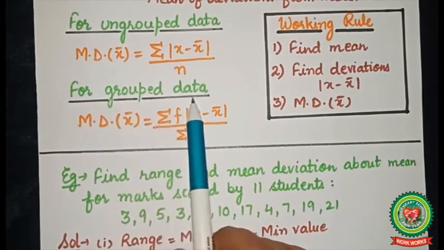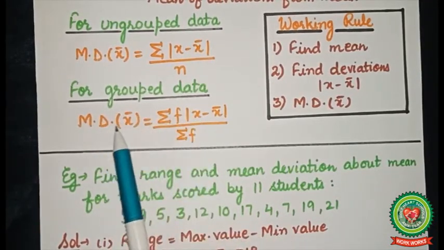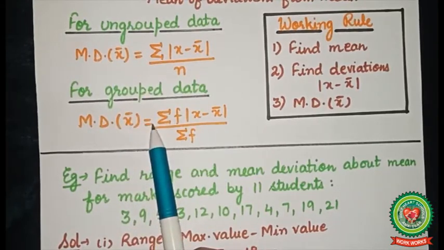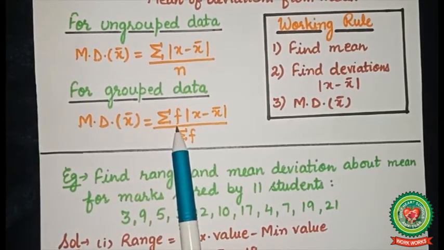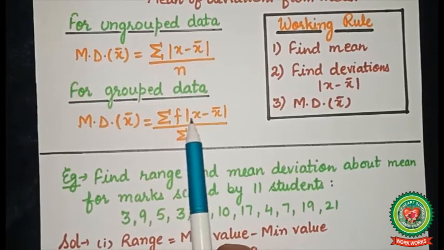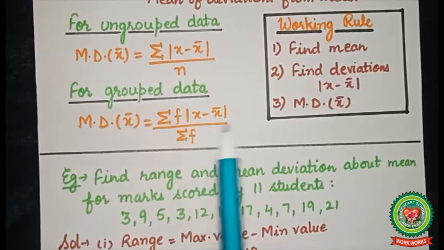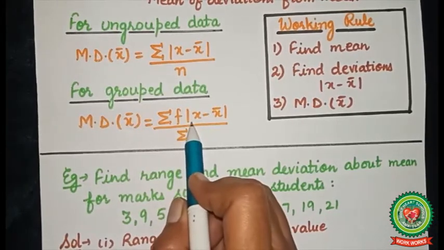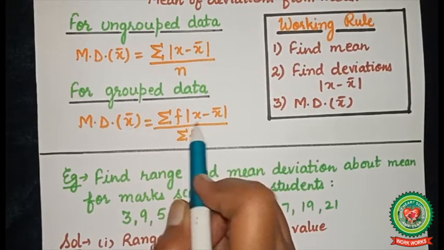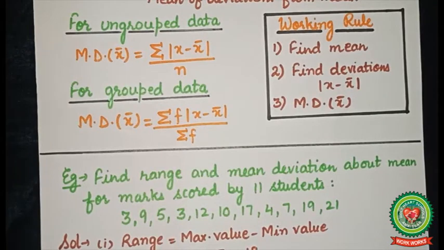Secondly, for the grouped data, mean deviation about mean is equal to summation of f multiplied by mod of x minus x bar upon summation f. Here f is multiplied with the mod of x minus x bar. Now let's see the working rule of these type of questions.